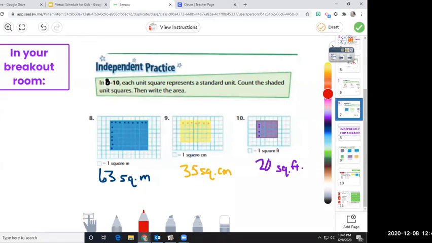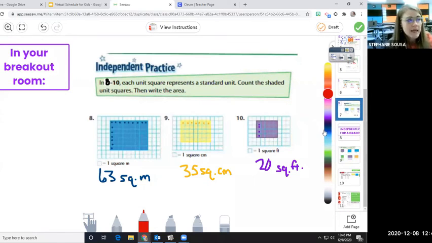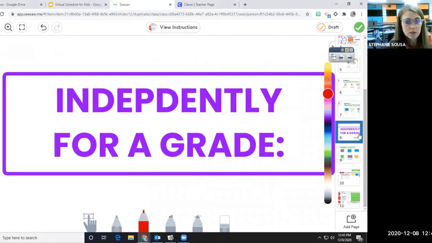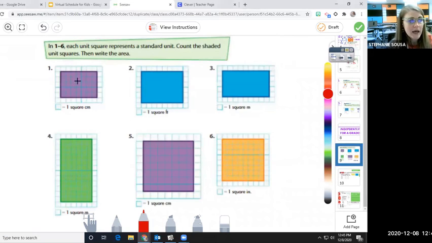All right, alrighty. Slides 8, 9, 10, and 11 are your independent work. So slide 8 is just telling you it's your independent work. Slide 9, the directions are at the top and you have 6 problems to solve.